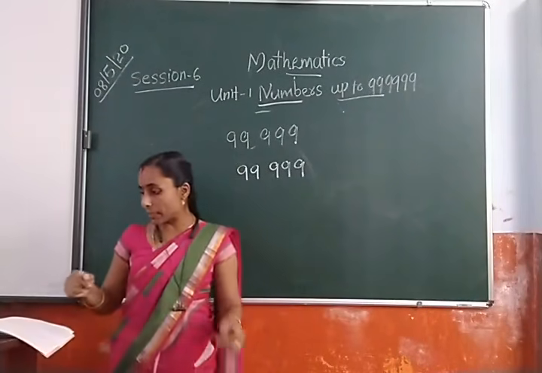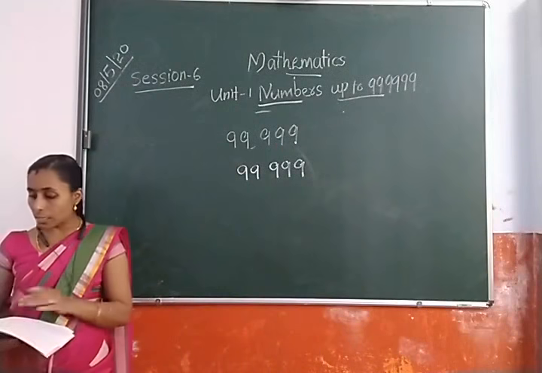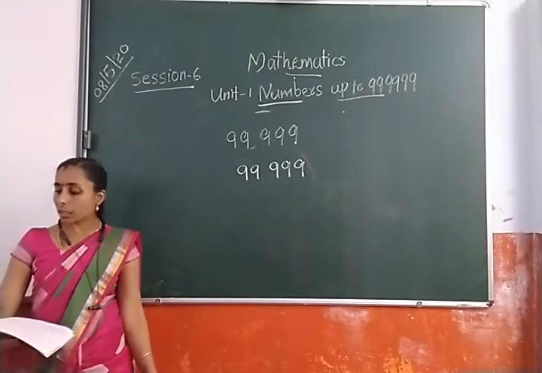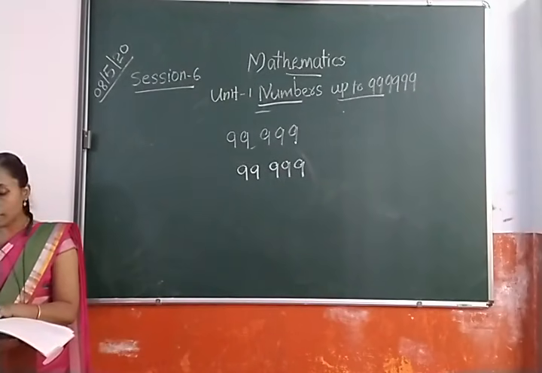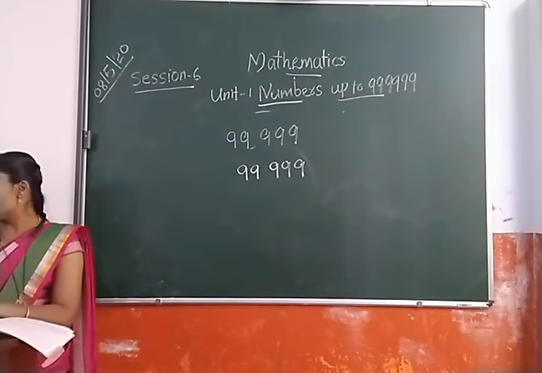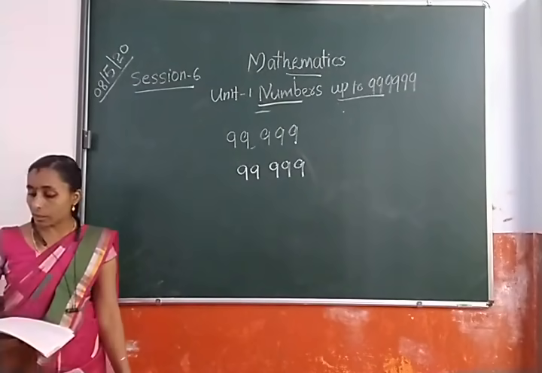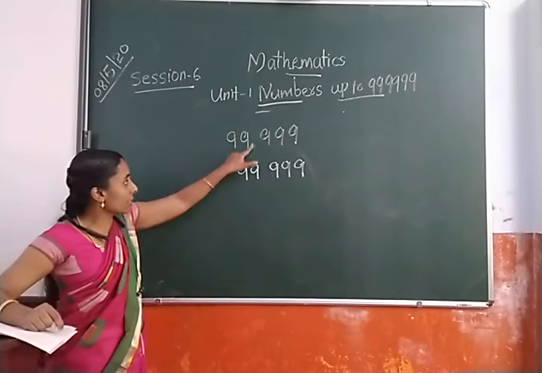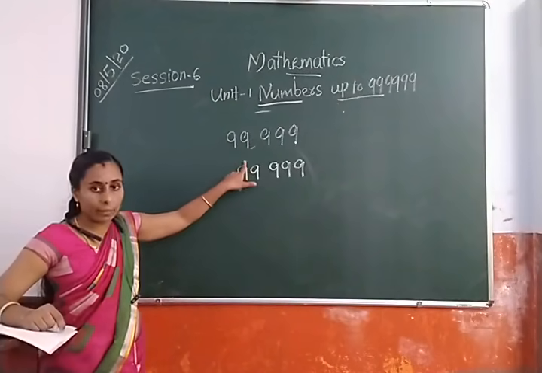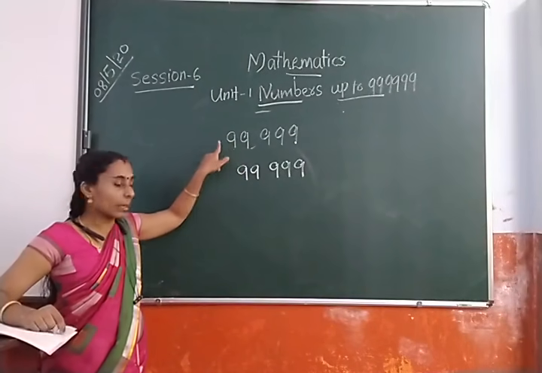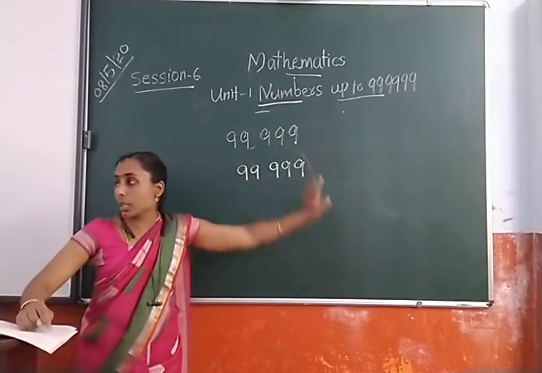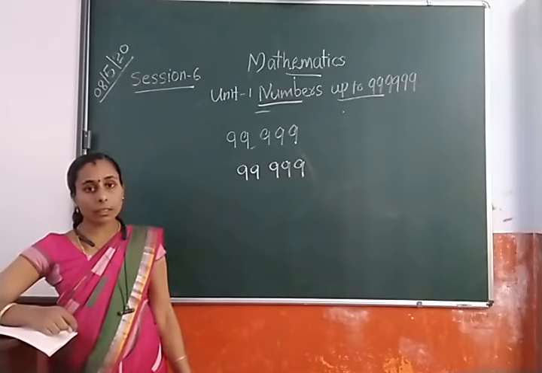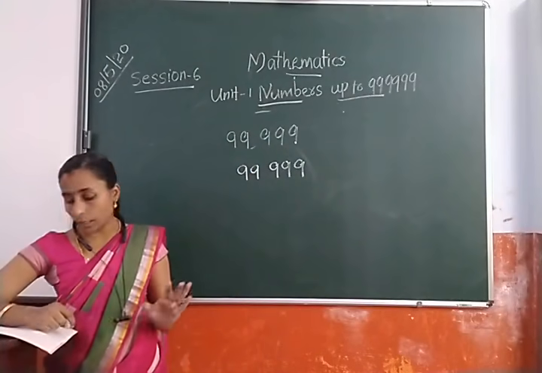To read the number in periods, the same periods are read together, and the name of the period is read with the digits. For example, 99: what is the period? Thousands period. 99,999. Okay, is this clear?